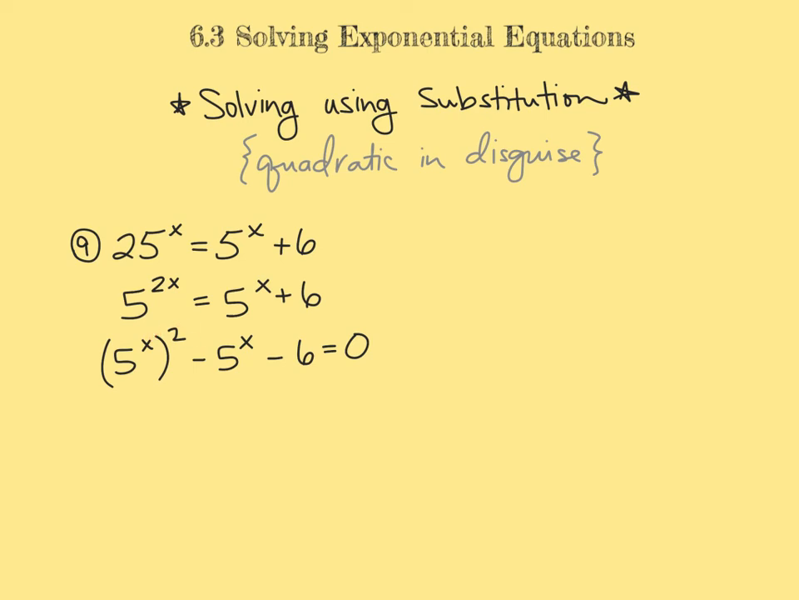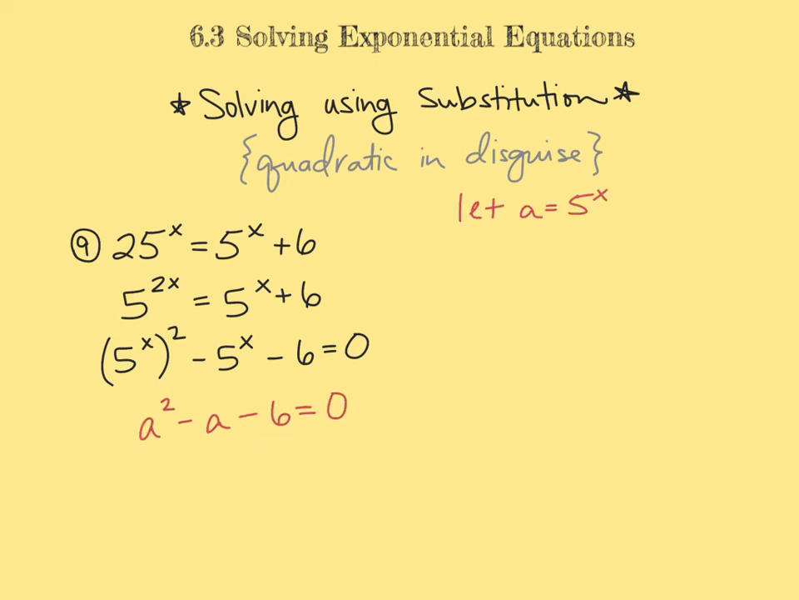Now take a look at what we have. We do have a quadratic in disguise. We have 5 to the x being squared, then minus 5 to the x, minus 6 equals 0. We can use substitution and let some other variable, I think your book uses u, but I'll let a equal 5 to the x. The reason we do that is because we can then replace it. Every time we see 5 to the x, we can write an a. So we'll have a squared minus a minus 6 equals 0.